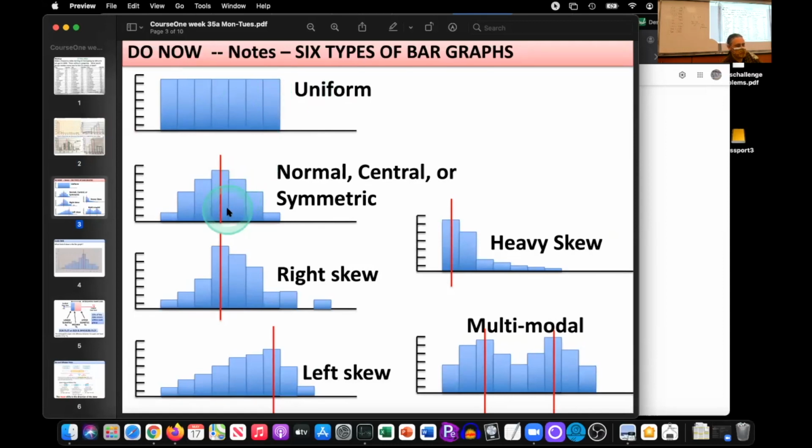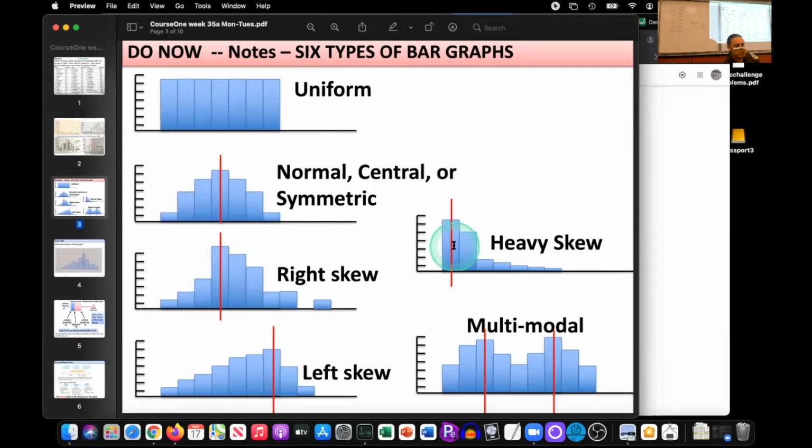Normal and central or symmetric bar graphs is where on either side of the mode, it's pretty much the same. Right skew is where on the right side of the mode, you got more. Left skew is when you're on the left side of the mode, you got more. Heavy skew is when you're only on one side of the mode. There's nothing on the other.